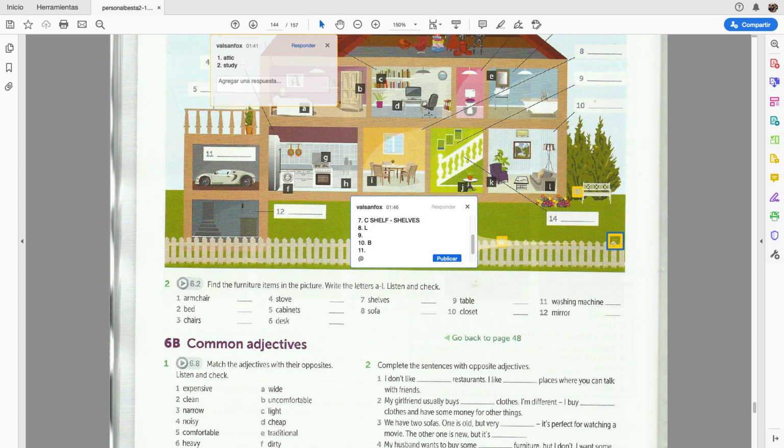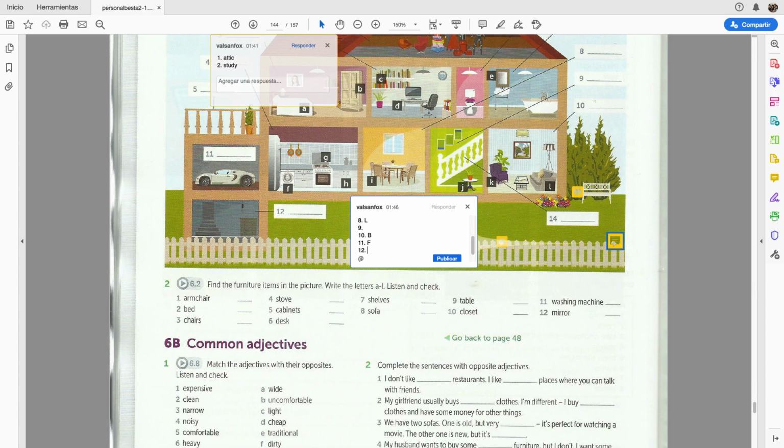11, the washing machine. It's a machine that you use to wash your clothes. So that would be picture letter F. Yes, that's picture F. This one's the washing machine, to wash your clothes, okay? Washing machine. And then this is the lavadora, remember, washing machine.